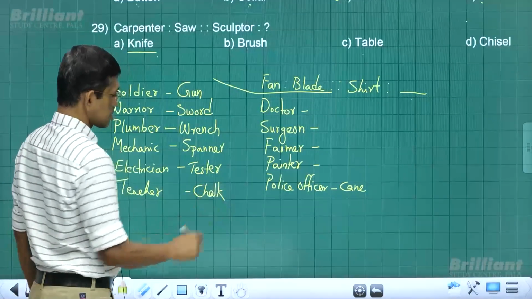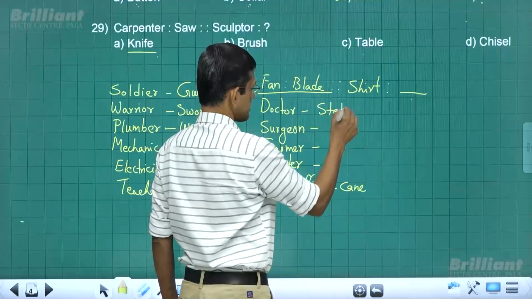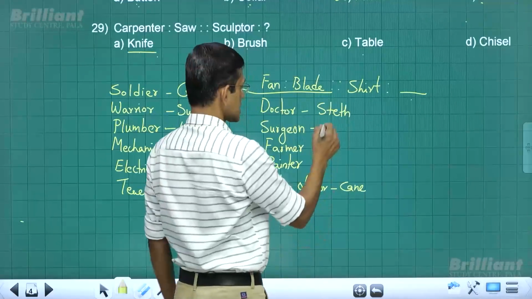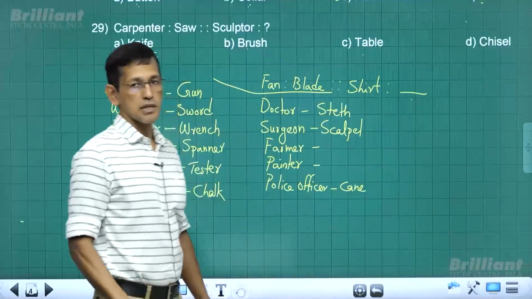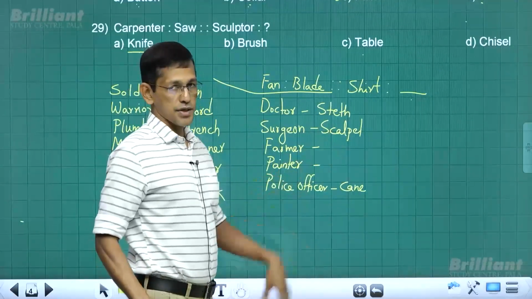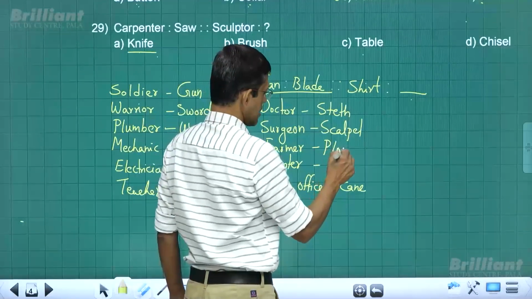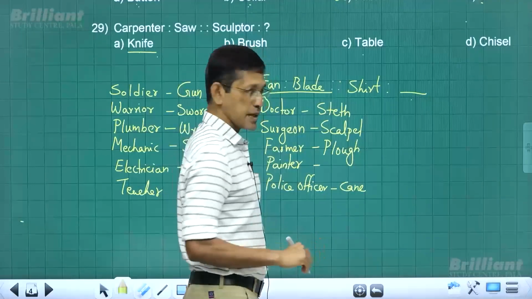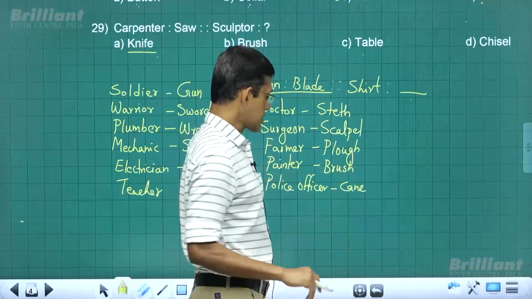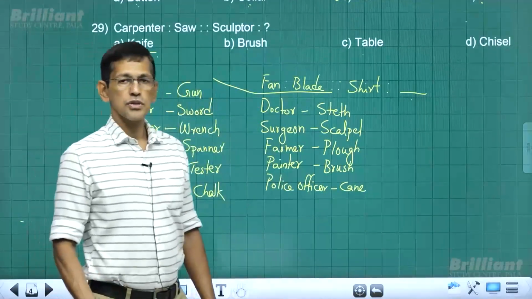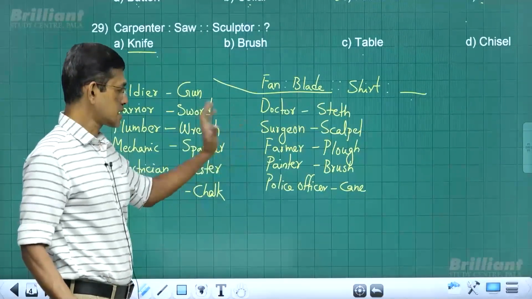Doctor, stethoscope. Surgeon, scalpel. Scalpel, actually it is a blade, which is a surgical blade. That is something he uses in surgery. So scalpel. And farmer, the tool of the farmer, plow. And painter, brush. Police officer, cane. So this is how we review the stuff we have discussed earlier.